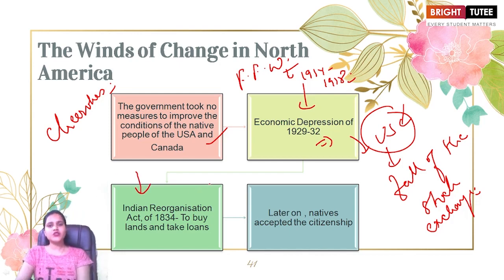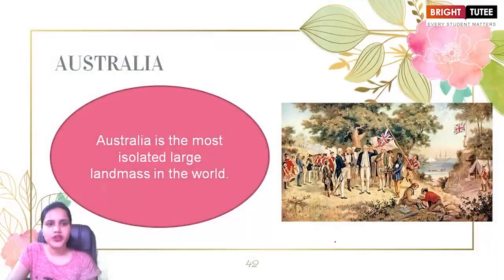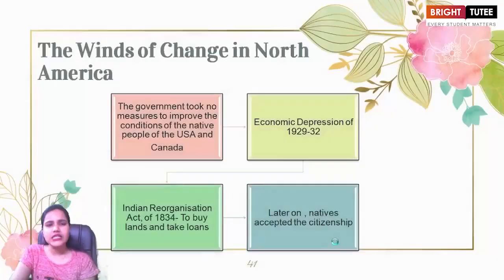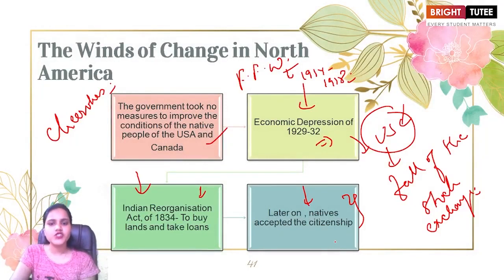There was another act that was passed, the Indian Reorganization Act of 1834. According to this act, there was a change that people were allowed to buy lands and take loans. Later on, we also see that the natives accepted citizenship here in North America. So, students, when we talk about North America, these are certain points that you cannot forget. In short, I have just explained all these points, and you need to look at the book and try to understand in detail.